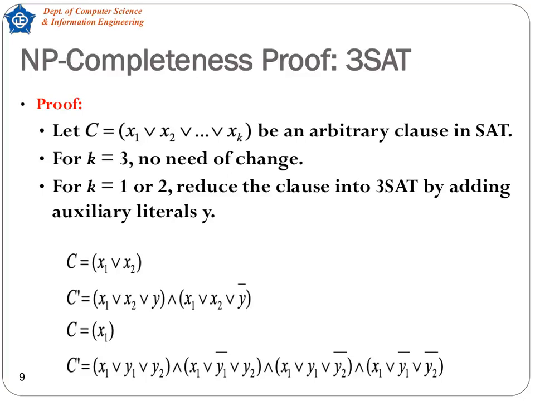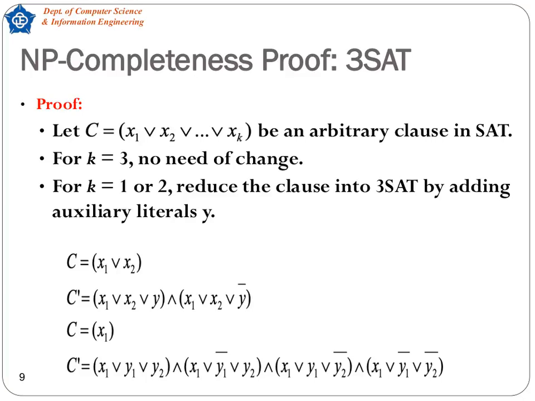Continuing from our previous example, let's prove that 3SAT remains NP-complete by converting any SAT instance into an equivalent 3-literal-per-clause form. Take an arbitrary clause, C equals x1 or x2 or ... or xk, and handle it in 3 cases. If k equals 3, we leave C exactly as it is, no change needed. If k equals 2, say C equals x1 or x2, we introduce a fresh helper variable y and replace C with 2 clauses, x1 or x2 or y, and x1 or x2 or not y.